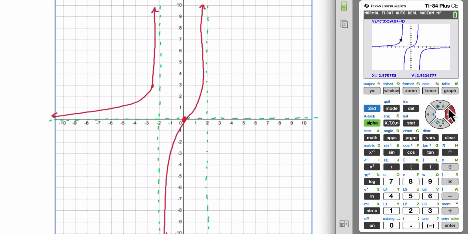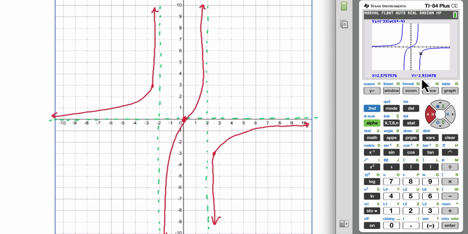And same thing on the right side, we'll use that trace key and go over to the right and find a point. So we'll try to find the same one. Yeah, so we have 2.5, negative 3. Again, very rough estimates there. We're just going for a quick sketch.